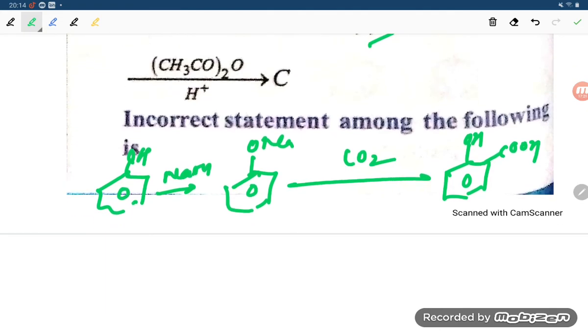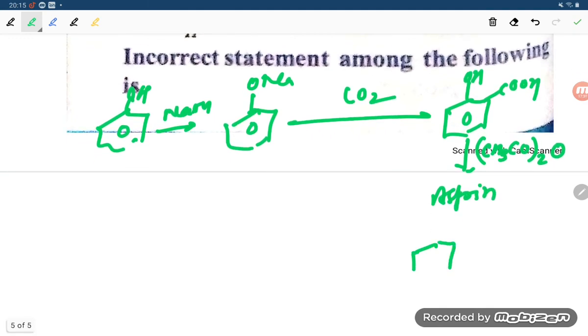This is salicylic acid. And if you are treating with acetic anhydride, (CH3CO)2O, it will give aspirin. So what is the formula of aspirin, student? Here is the OH, here is OCOCH3. So this is aspirin.